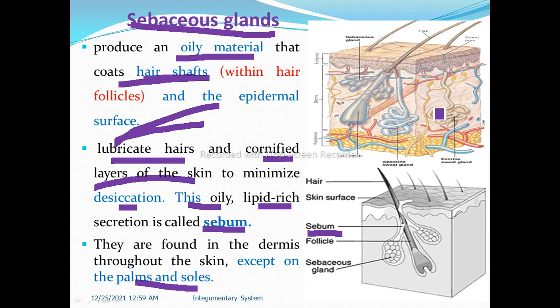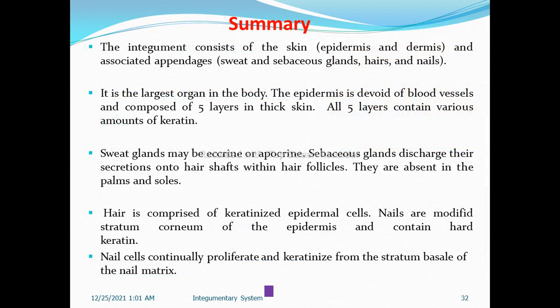So please note that this is the sebaceous gland, whereas these are sweat glands. This one opens into the hair follicle, so this is the apocrine gland. This one is discharged into the shaft or onto the surface of the skin, so this is known as the eccrine gland.